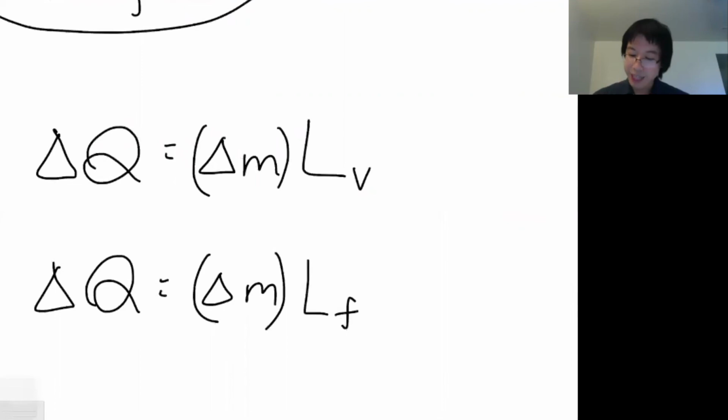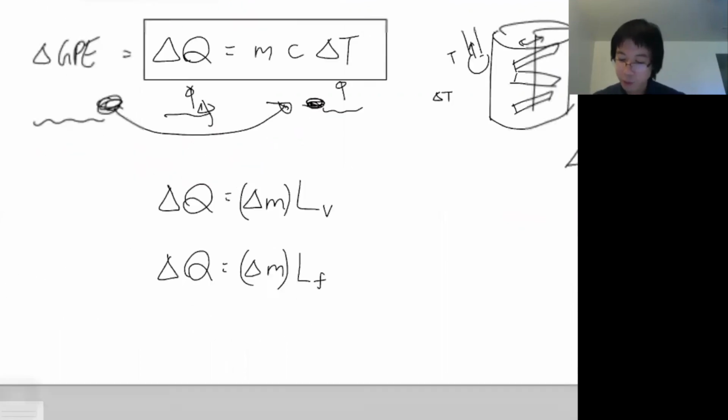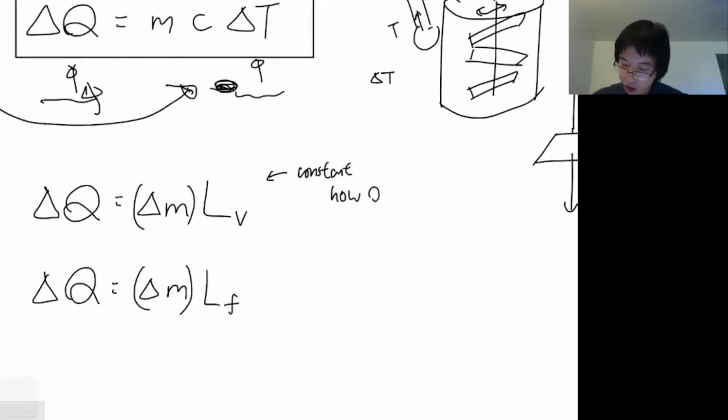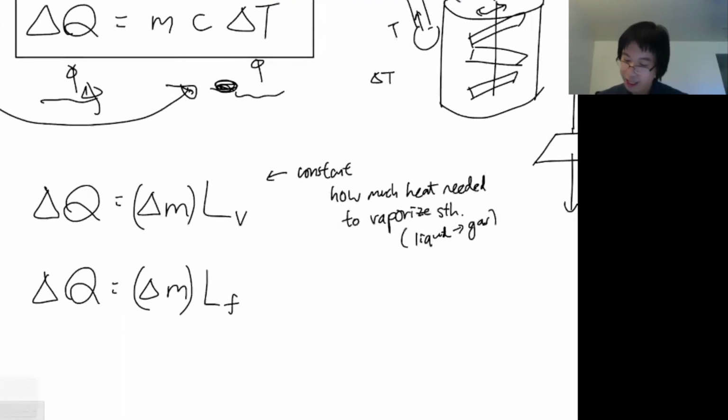All right. So what is delta M? What is latent heat of vaporization? This is a constant that tells you, I'm going to give you the layman definition, how much heat is needed to vaporize something. Vaporize means taking liquid to gas, or vice versa. This is all reversible. All physical reactions are usually reversible, because there's exceptions.